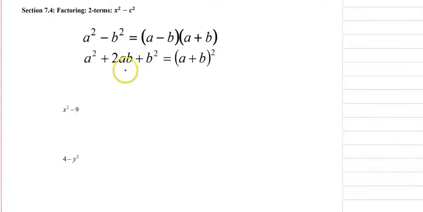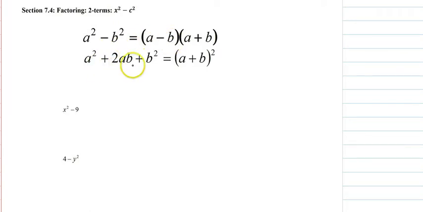Alright, so this is the last of our factoring. We have factoring with two terms. So we started with four terms, then we went to three, and now we're at two terms. And this is our formula for two terms: a squared minus b squared. You could also say x squared minus c squared. It's your choice. And it's basically just a formula.